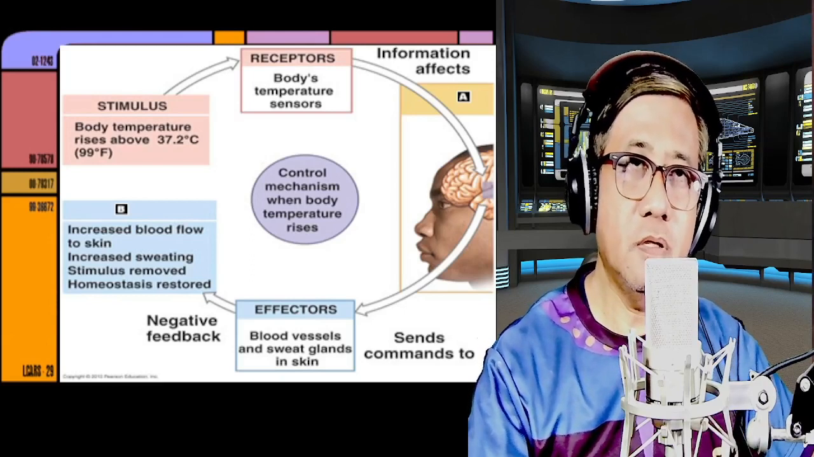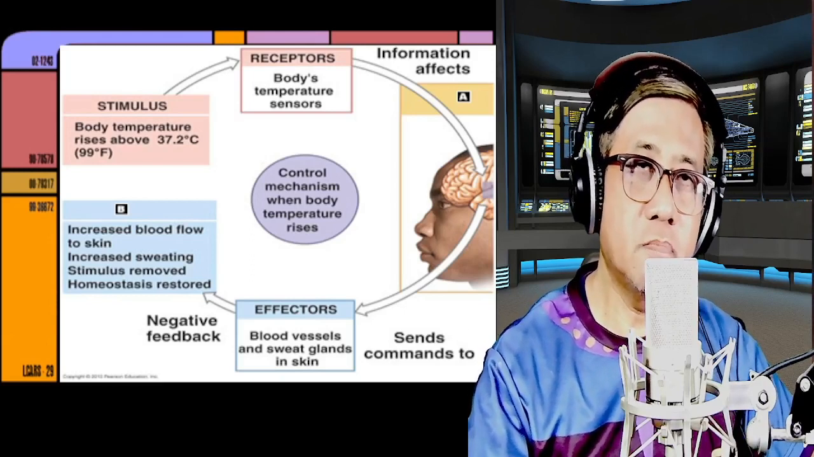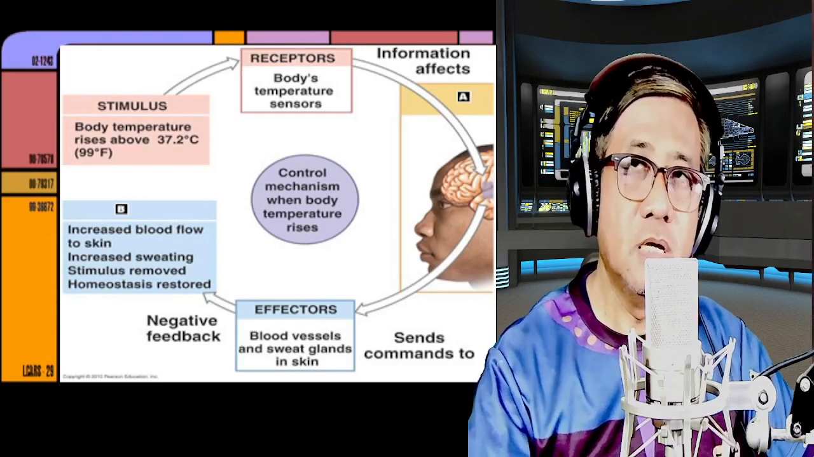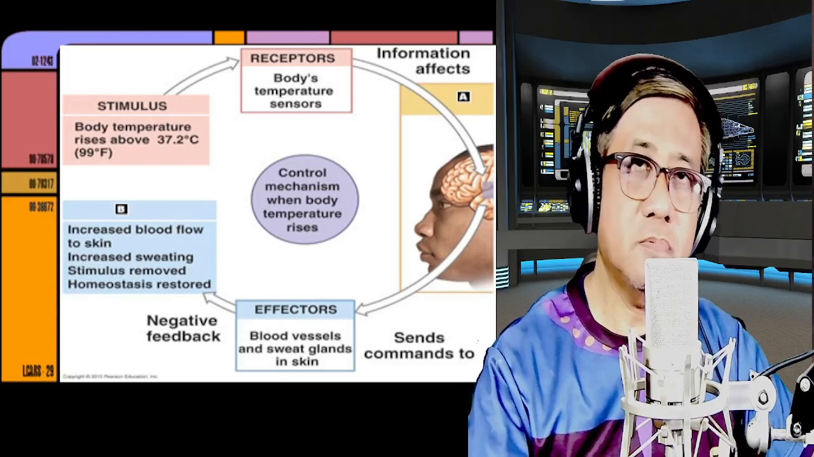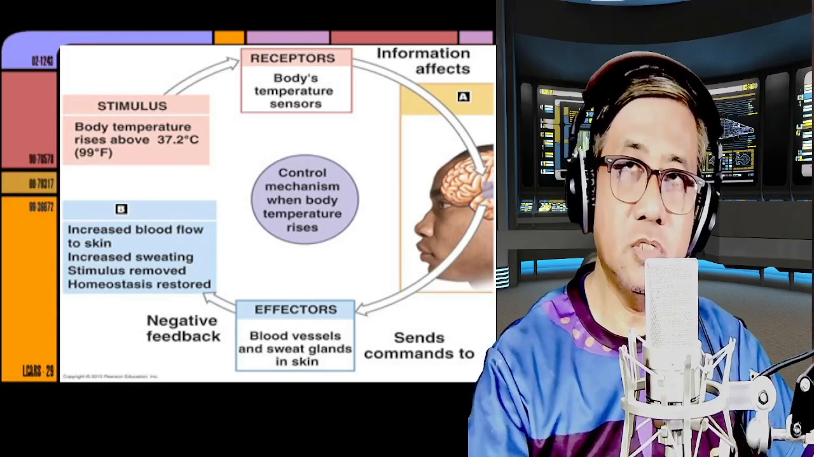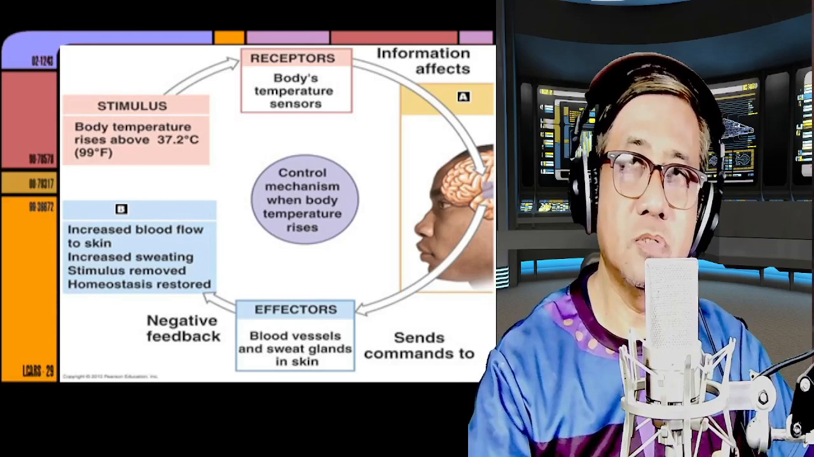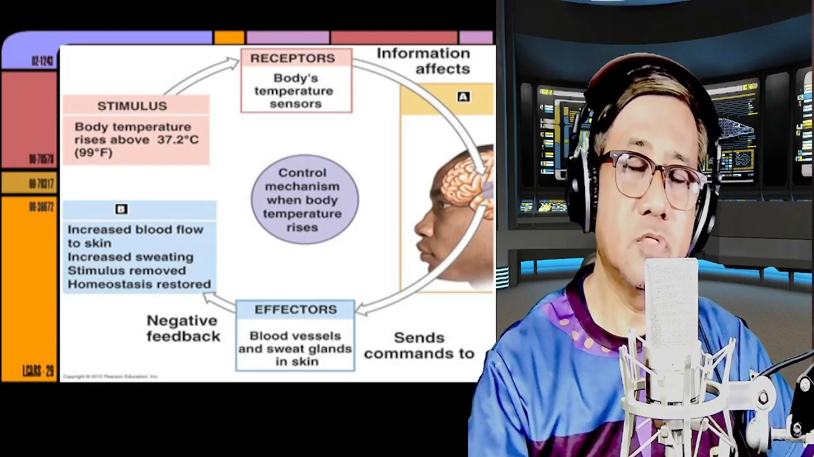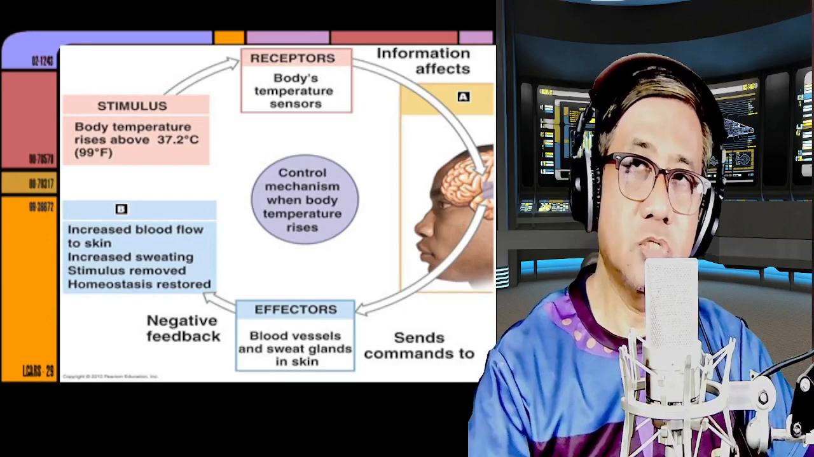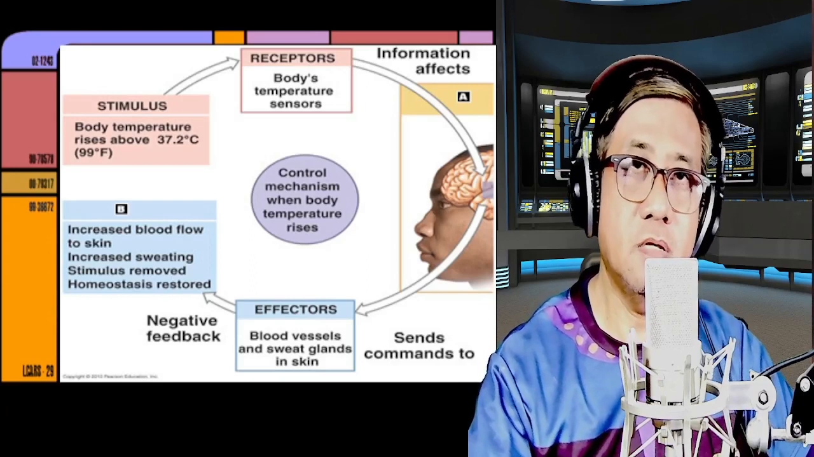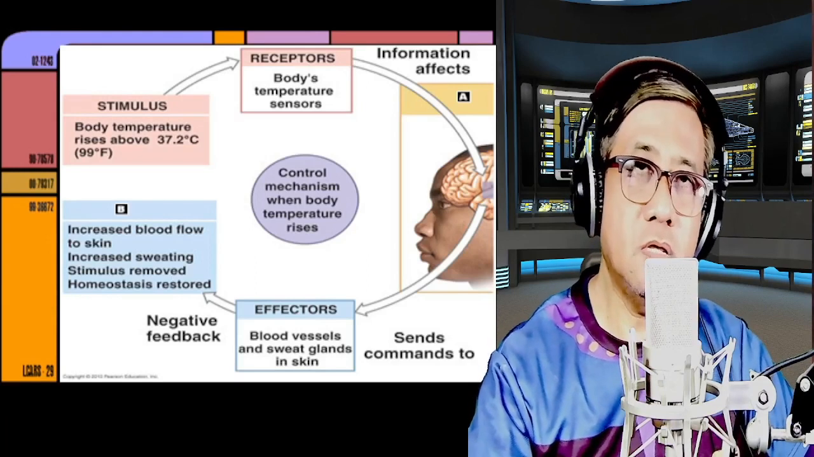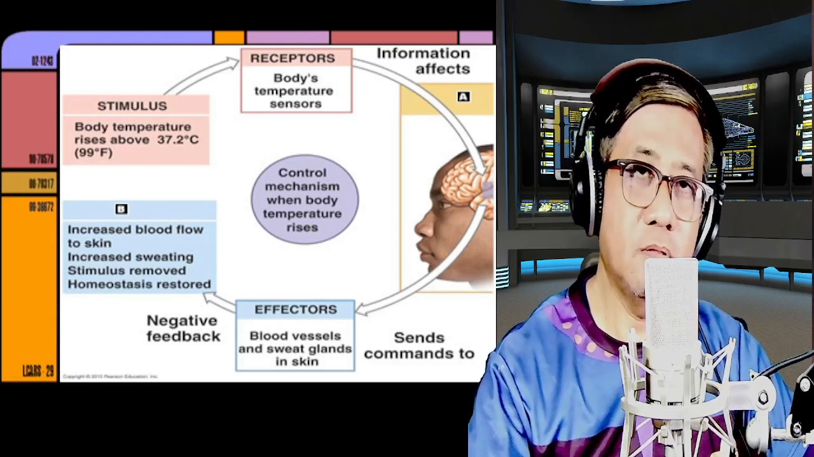Now, for example, if the body temperature rises above 37 degrees Celsius, yan yung stimulus, the skin has receptors that can detect these changes or deviations in temperature. So sa balat natin may mga receptors dyan. And these receptors will send the information to the integrating center, in this case the nervous system sa brain natin. So the pathway from receptors to the brain is called the afferent pathway.